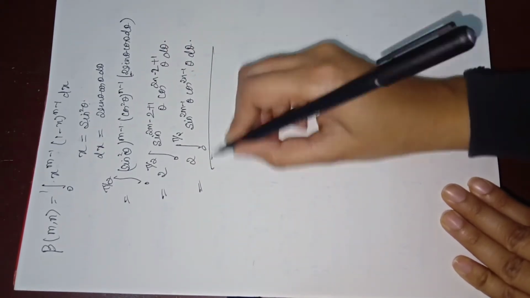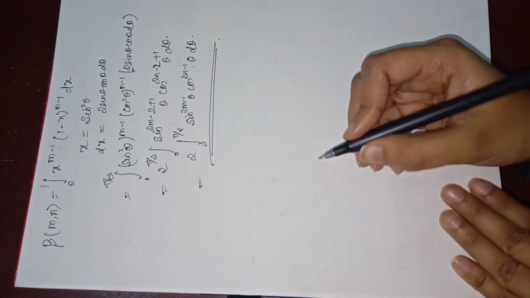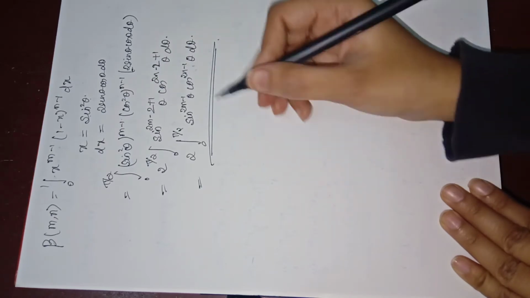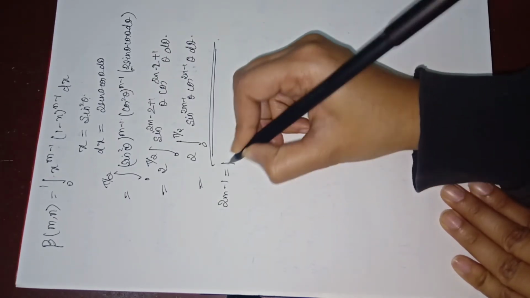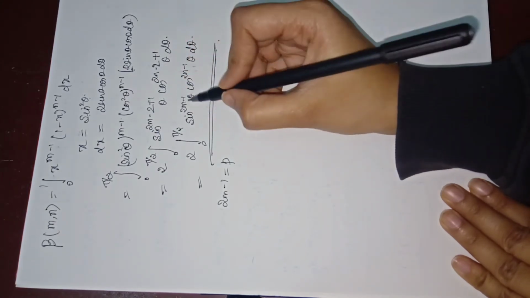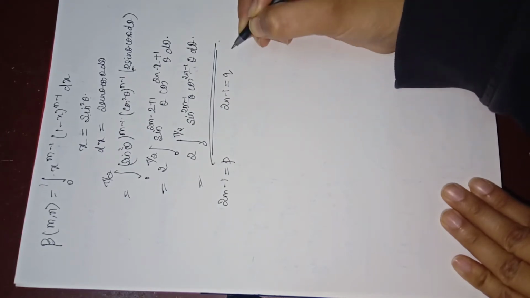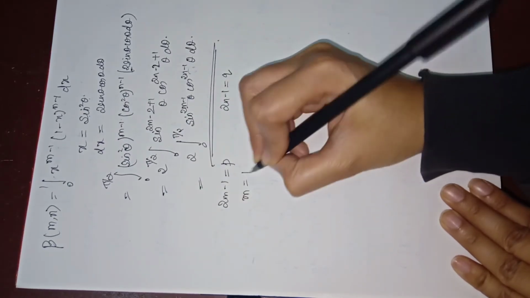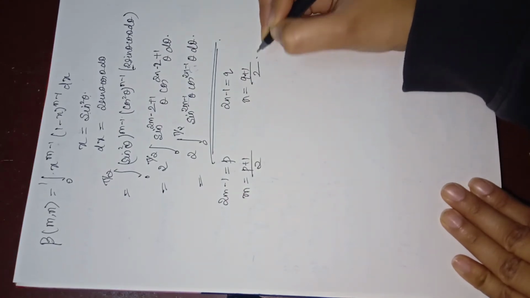Okay, so this is the expression for beta mn, right? This can be further simplified. How? If I simply write 2m minus 1 as p, and 2n minus 1 as q, so 2n minus 1 equal to q, right? So what is the value of m? p plus 1 by 2. What is the value of n? q plus 1 by 2, right?